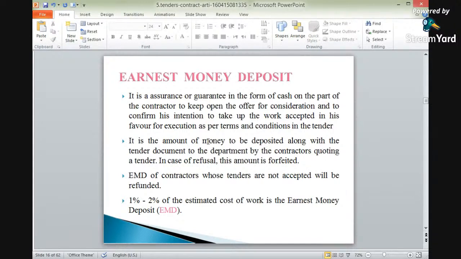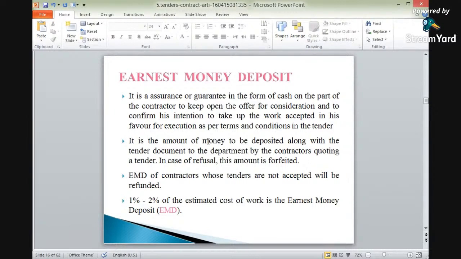So I will do the work, I am willing to do the work with the proposed terms and conditions. I will follow the terms and conditions. I will follow the specifications. I will follow the rules and regulations regarding the work, and I am intending to do the work. So such an amount will be kept by the contractors as an assurance, as a guarantee that I am interested to do the work. Such money is the earnest money deposit.